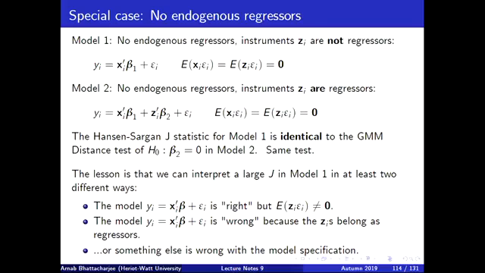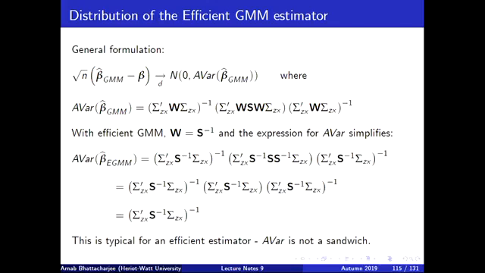Okay, so that is a sort of Mickey Mouse example, but I'm bringing this in just to emphasize how you interpret the Hansen-Sargan J test, right? So it is tricky, so you're considering different situations. Okay, that's about it for specification testing.